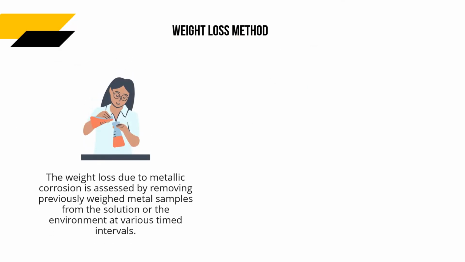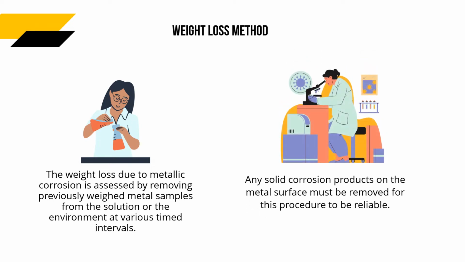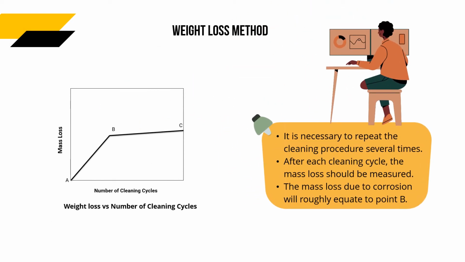The weight loss due to metallic corrosion is assessed by removing previously weighed metal samples from the solution or the environment at various timed intervals. Any solid corrosion products on the metal surface must be removed for this procedure to be reliable. For the weight loss method, it is necessary to repeat the cleaning procedure several times. After each cleaning cycle, the mass loss should be measured. The mass loss due to corrosion will roughly equate to point B, as shown in the graph.